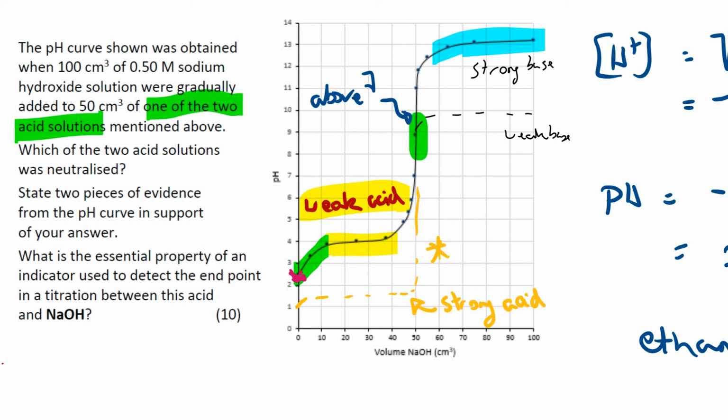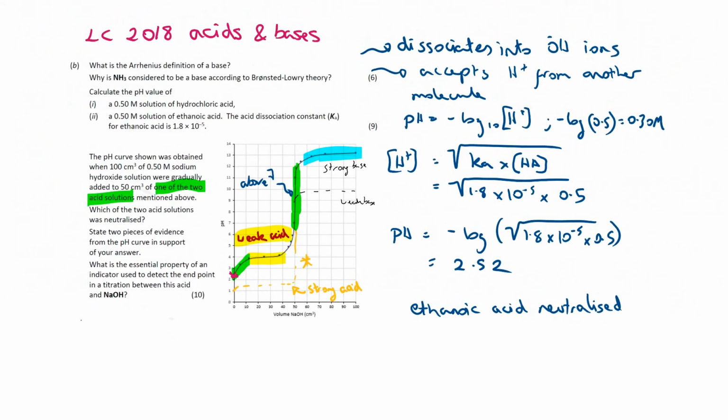What's the essential property of an indicator used to detect the endpoint in a titration between this acid and NaOH? So I've mentioned this at the start. The essential property of the indicator between this acid and NaOH is that it changes colour within the vertical section of the graph, i.e. between 6.5 here and 11.5. Okay, so it changes there. That's the essential point of the indicator.